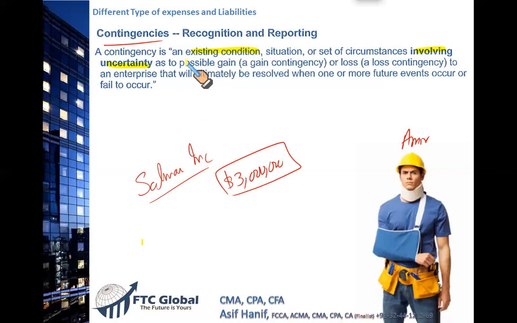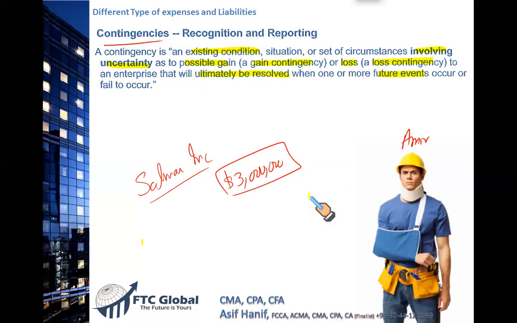So it could be a possible gain for Amir. In this case, it's called the gain contingency, or a loss contingency to Salman Incorporated. Now, will it be a gain or a loss? In reality, after some time, it is dependent. It is ultimately resolved through some future events where the court decides in one party's favor, whether Salman Incorporated or Amir Incorporated. So let us first see.